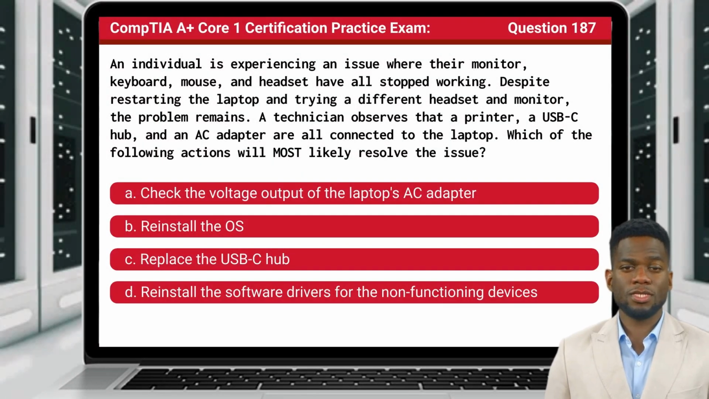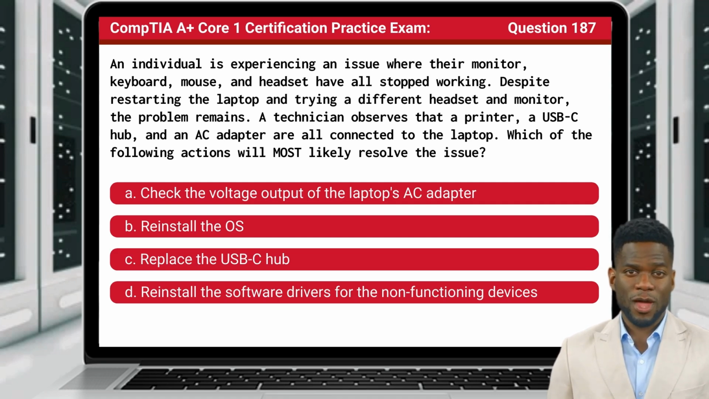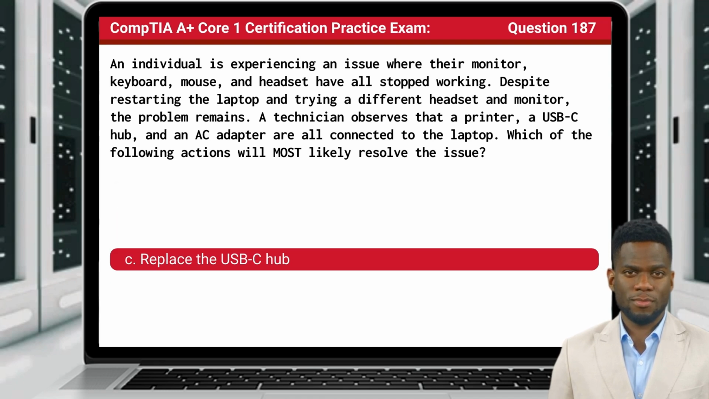Question 187. An individual is experiencing an issue where their monitor, keyboard, mouse, and headset have all stopped working. Despite restarting the laptop and trying a different headset and monitor, the problem remains. A technician observes that a printer, a USB-C hub, and an AC adapter are all connected to the laptop. Which of the following actions will most likely resolve the issue? The answer is C. Replace the USB-C hub.